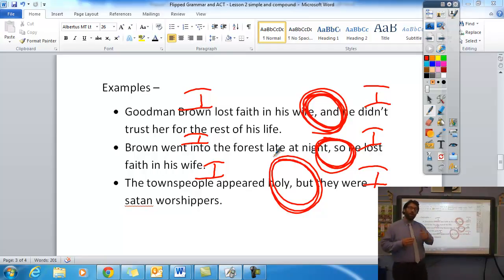So again, to review, we've got our simple sentence, which is just one independent clause, and our compound sentences, which are two independent clauses joined by a comma and a fanboy. If you understood everything in this video, go ahead and take the lesson number 2 quiz on simple and compound sentences. If you'd like to review a little bit more, watch the video again. Okay, good luck.